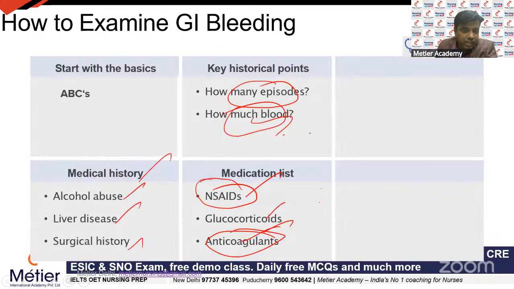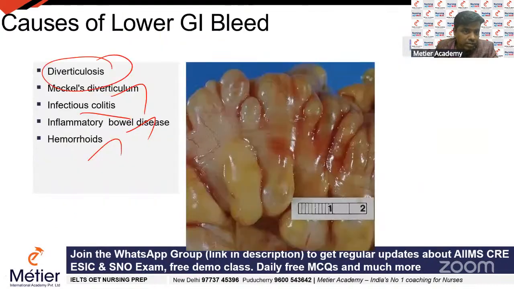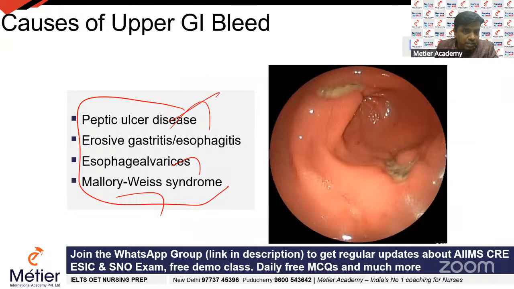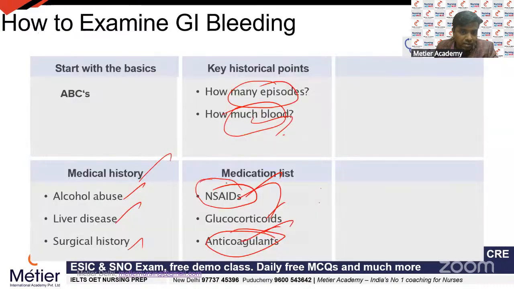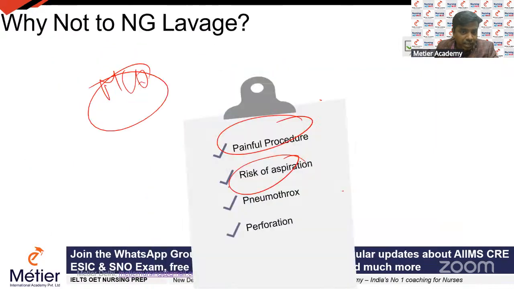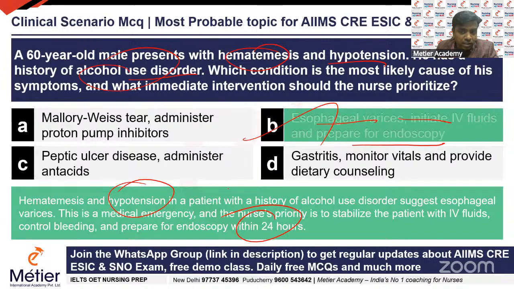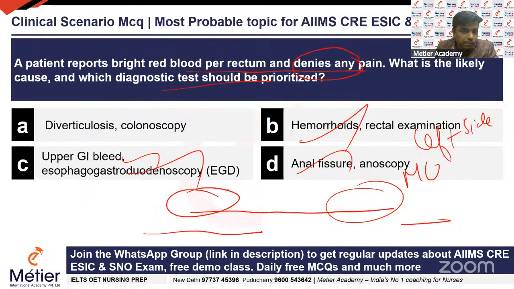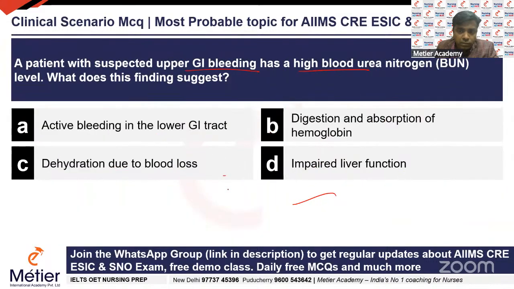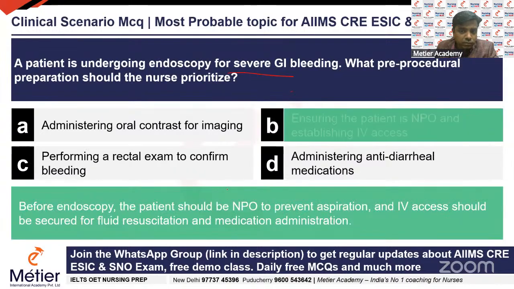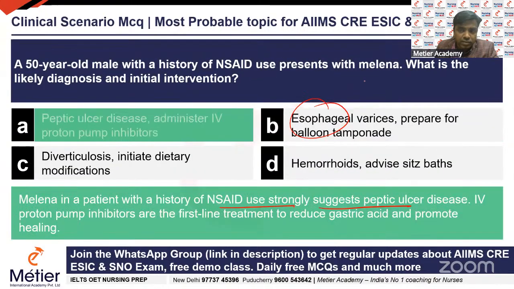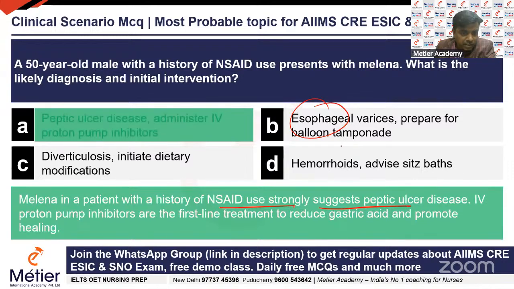Okay. So here, since NSAID is given, and we have seen upper GI bleed causes are always peptic ulcer disease as well as esophageal varices, based on that they have given this. Yes, you are right. Okay. So history of NSAID use with melena. What is the diagnosis and initial intervention? Peptic ulcer disease.